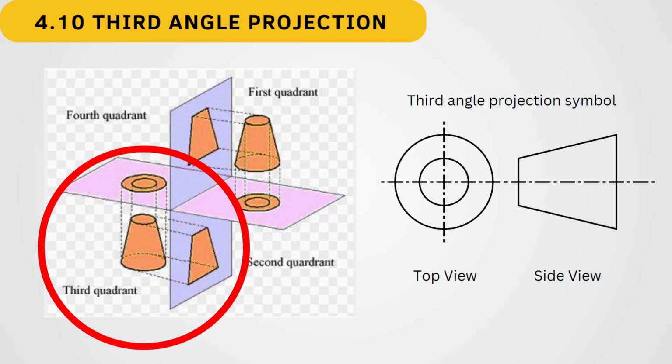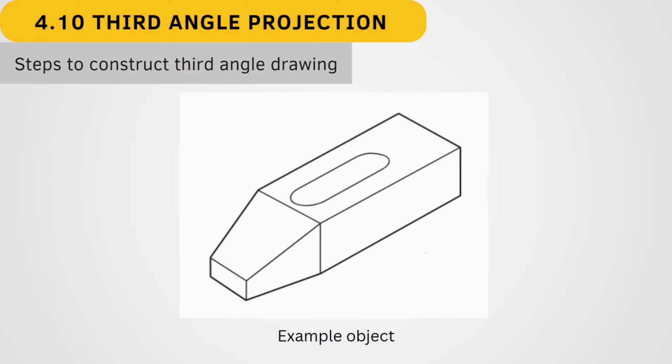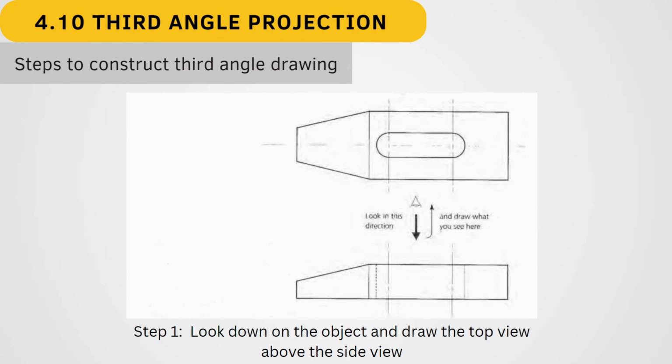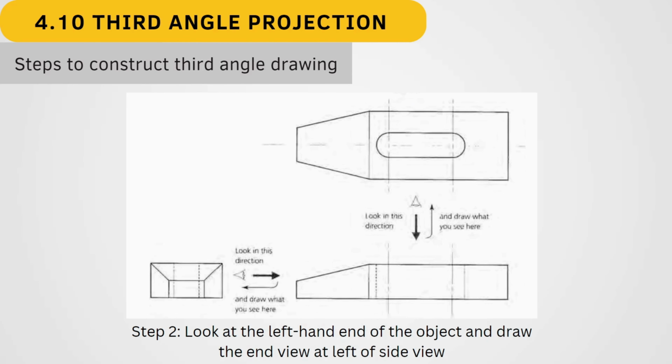And since the front view is same as the side view, we can just ignore it and the side view was shown. Here are the steps to construct the third angle drawing. We use the same object as the first angle to demonstrate. So initially, we just look down on the object and draw the top view above the side view. And the next is look at the left hand end of the object and draw the end view at the left of the side view.